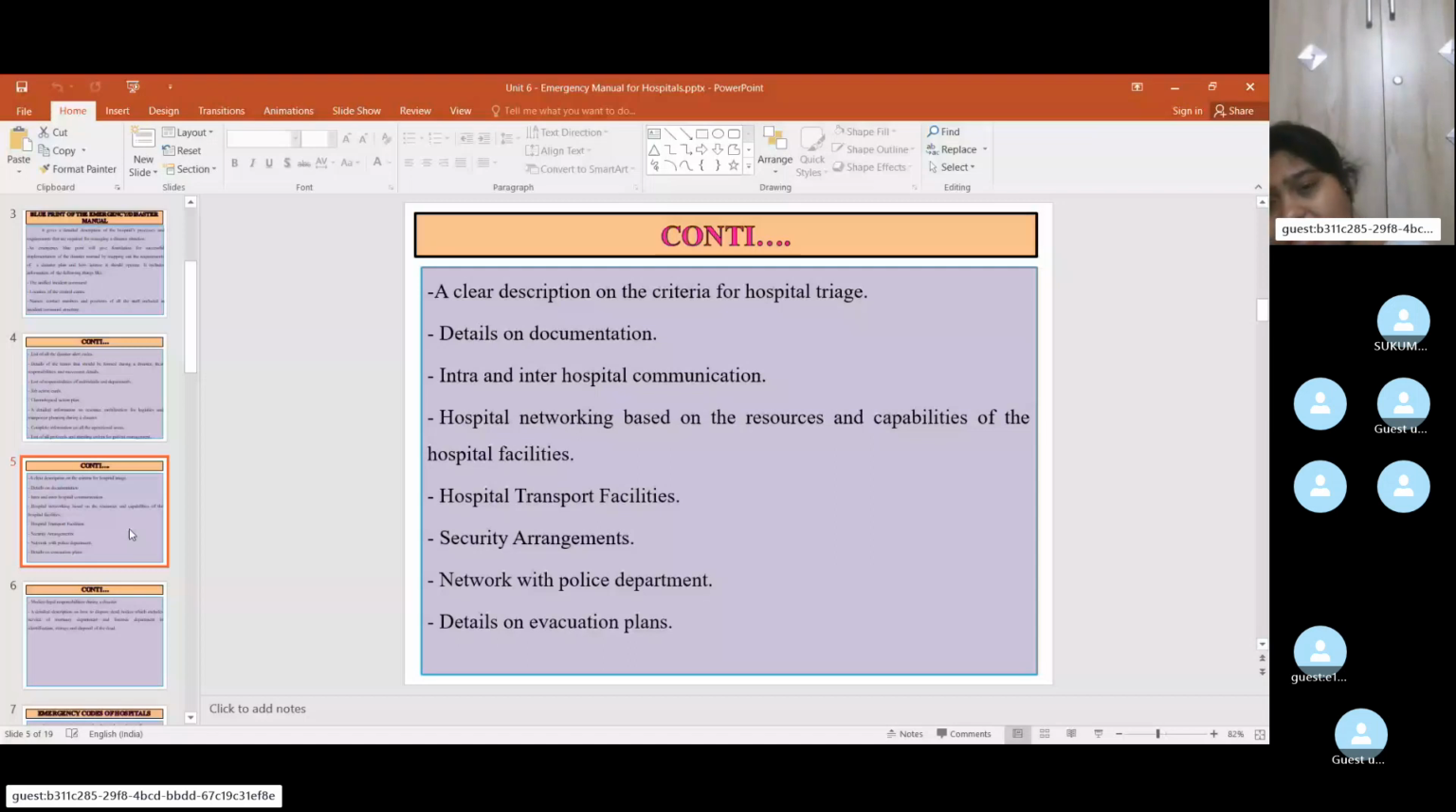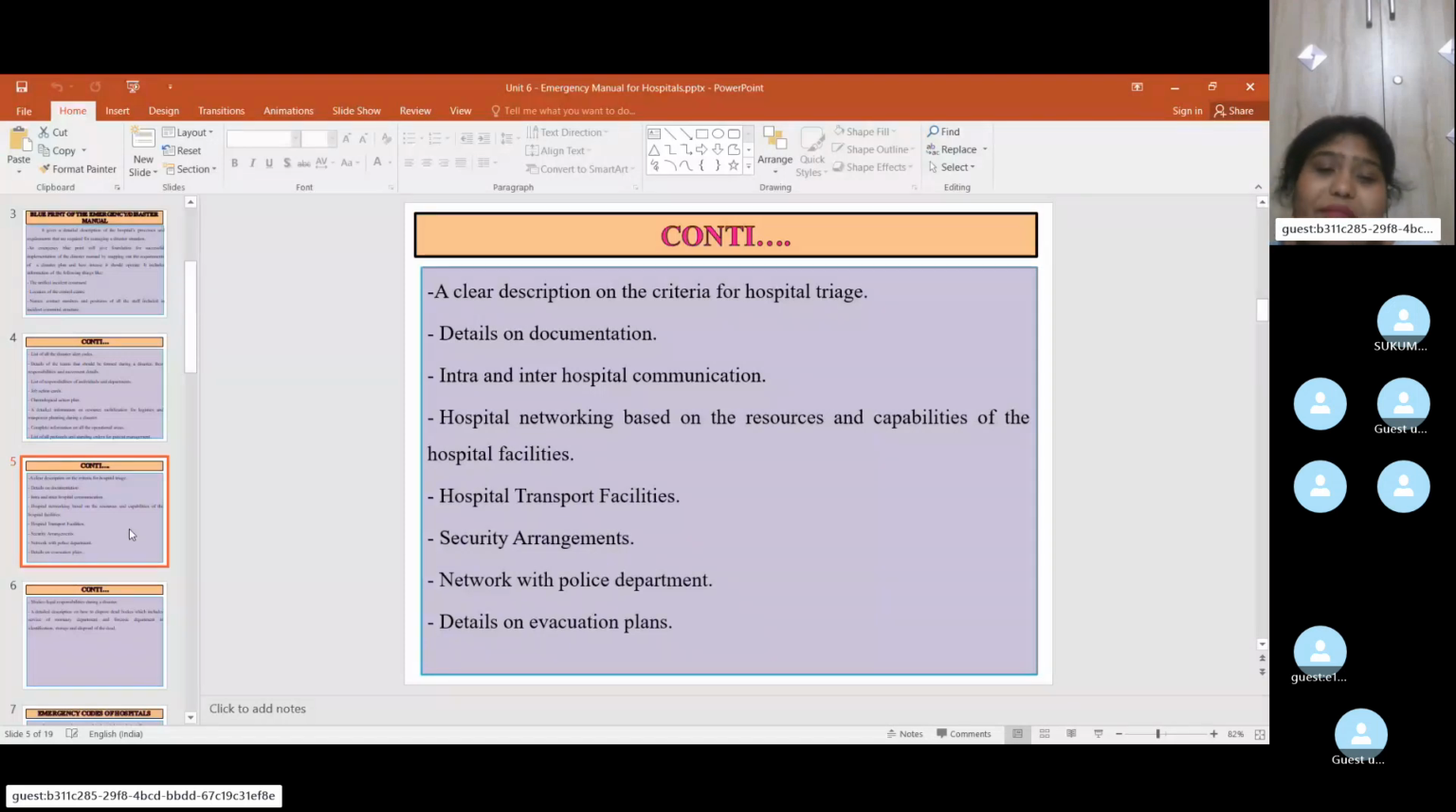And then network with police department, because there will be certain cases which will be a medico-legal case, or which need approval from the police department in case of deaths. So before handing over to the family or relatives, or if there is nobody related to the victims, then the police department will help in doing the formalities.